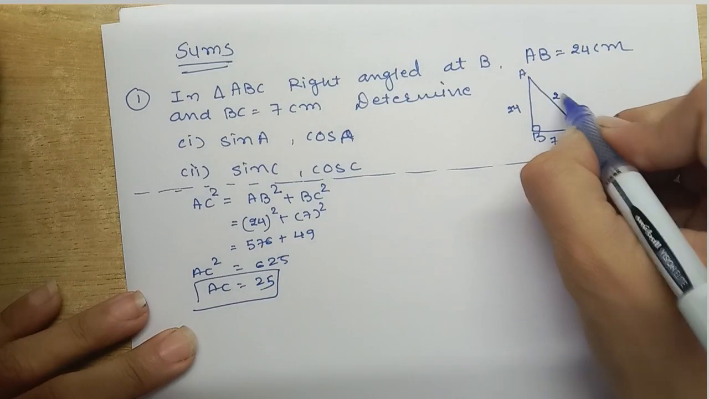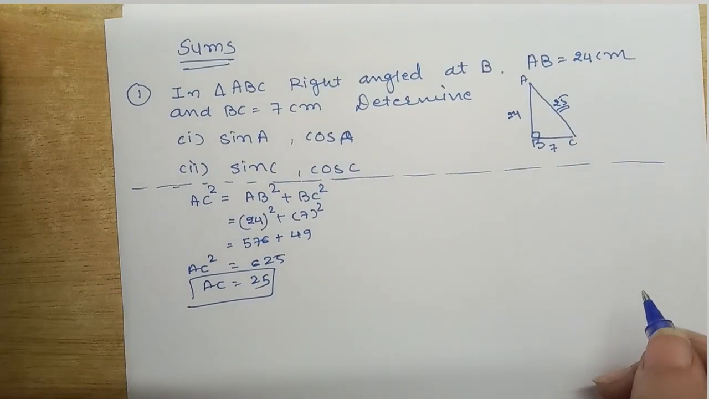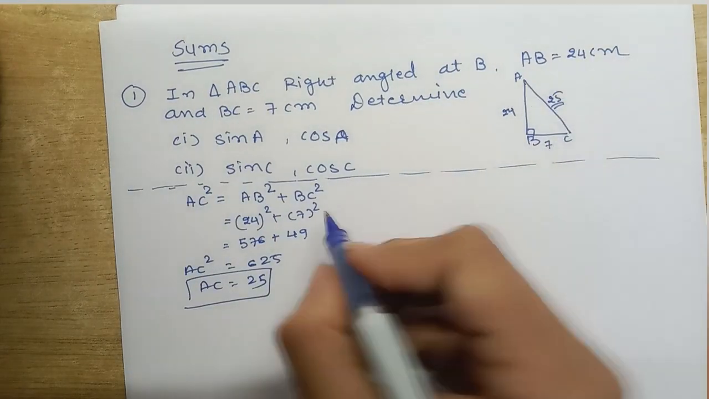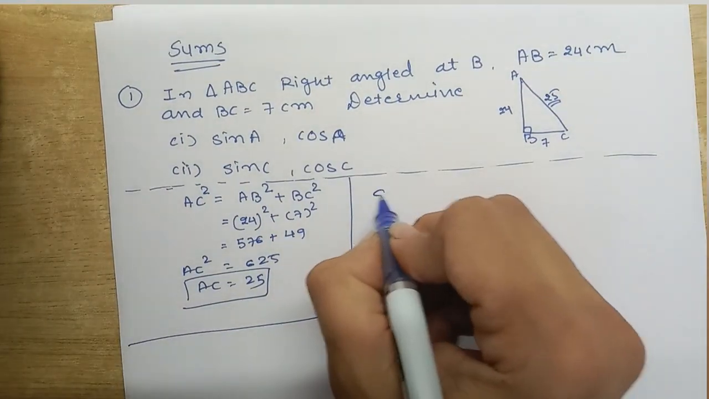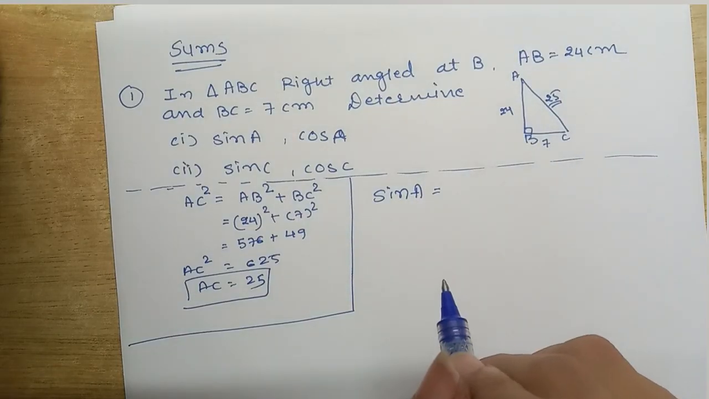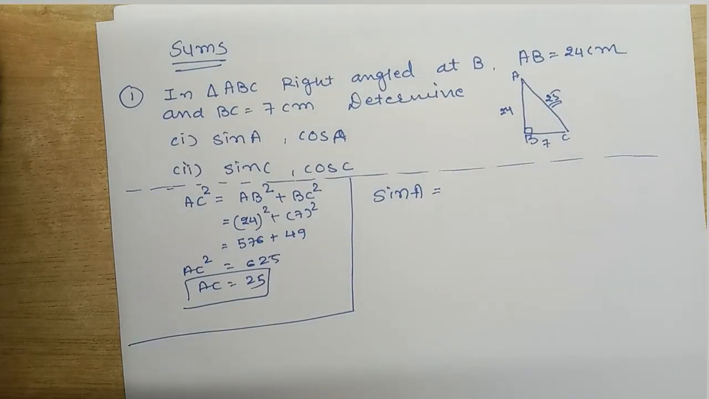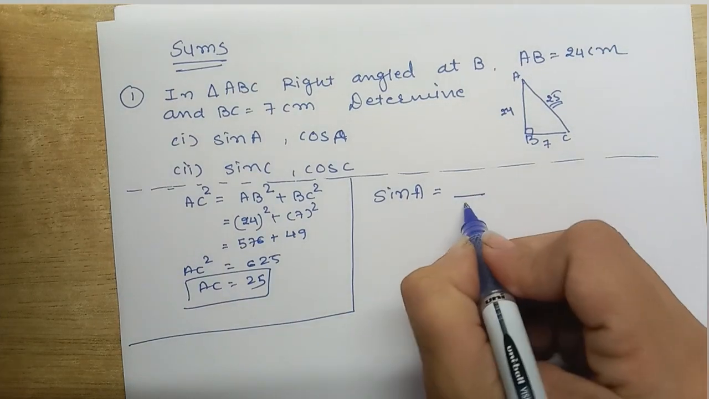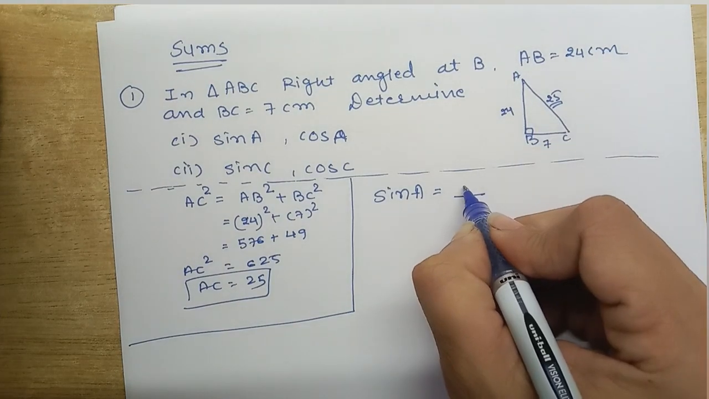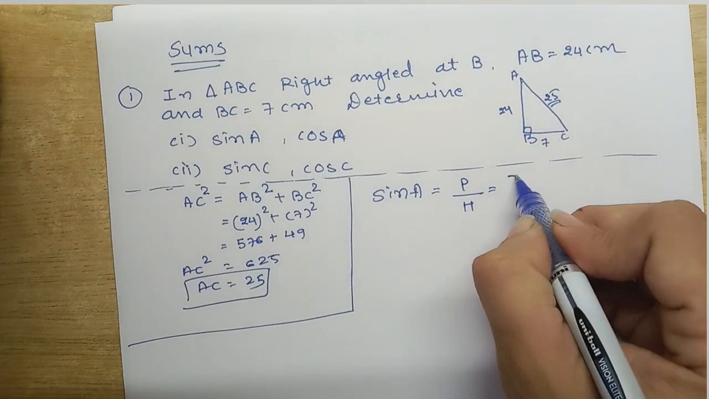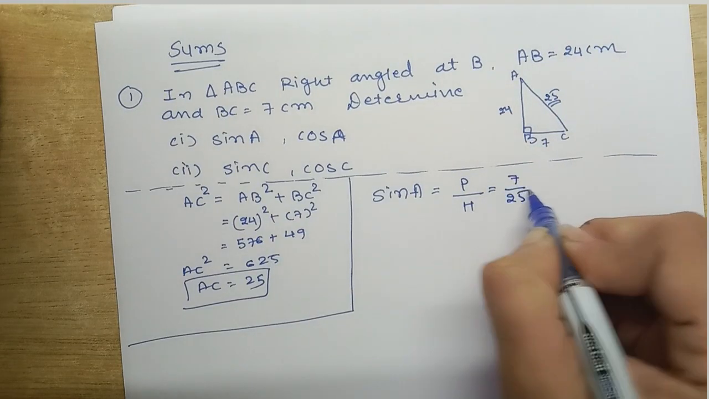So AC square is equal to 625 and AC is equal to 25. We have found out AC is 25. Now we have to find sine A. That means this angle is the notified angle. So here sine A is equal to perpendicular upon the hypotenuse. Now pause the video and think for some time. What is the perpendicular? We know hypotenuse and we know perpendicular. Opposite of this angle, which is 7 upon 25.